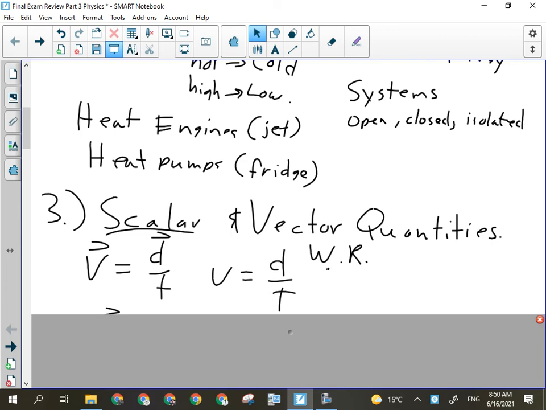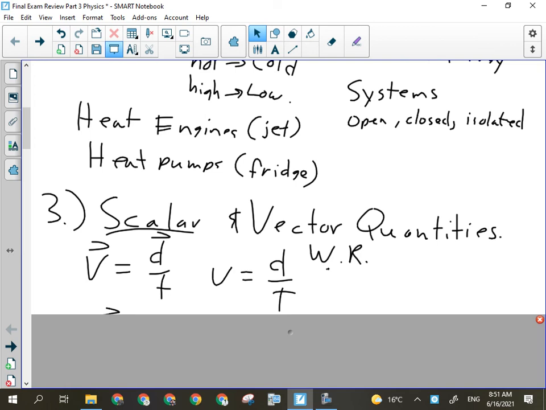Okay, that's exactly what I mean. That's a place in the written response where you need to know what's vector and what's scalar. If you're asked to calculate speed, that's a scalar quantity. You don't have to put a direction on it. If you're asked to calculate velocity, that is a vector quantity, and it needs to have a direction on it. Okay, so that's where that's important.